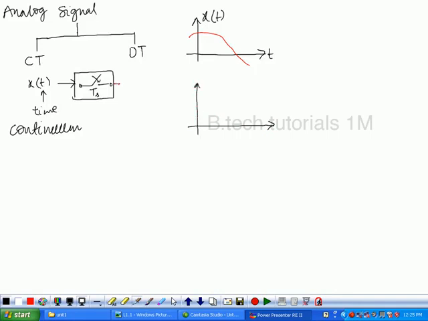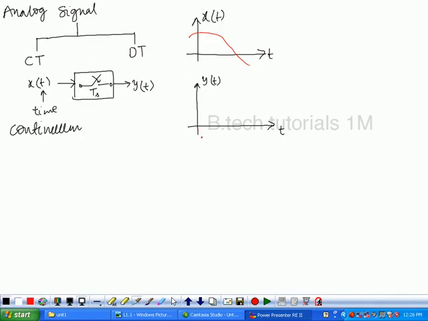Now we try to find the output of this particular switch. Let y(t) be the output. Here we consider a system. That system is a switch, simply a switch. Follow? Now, what is the output?